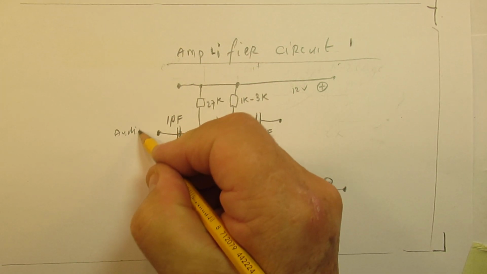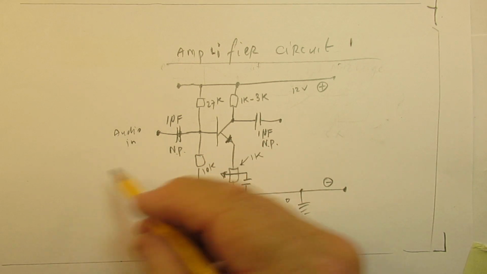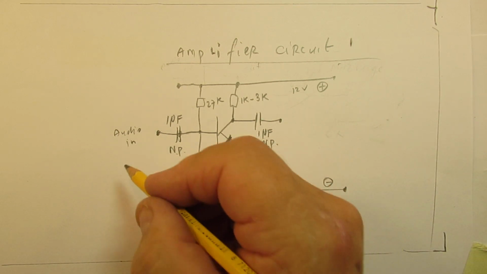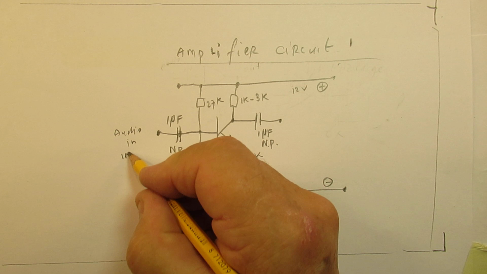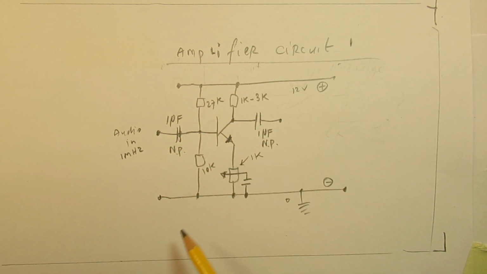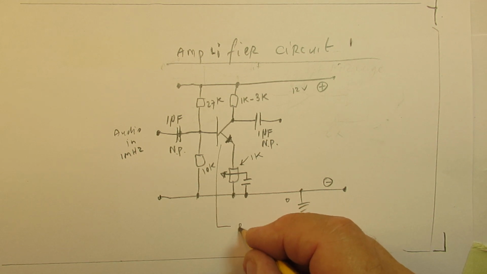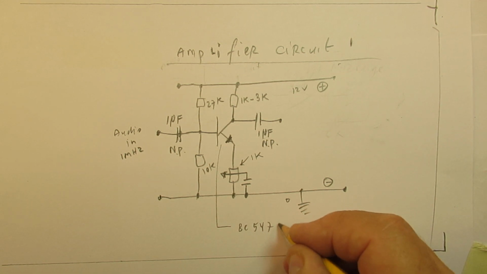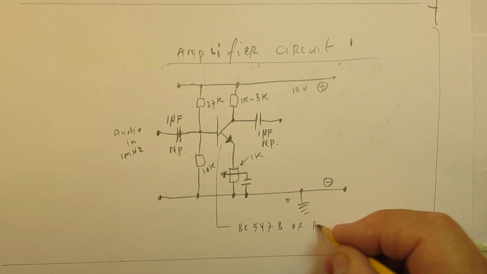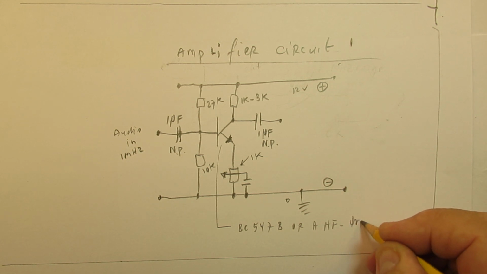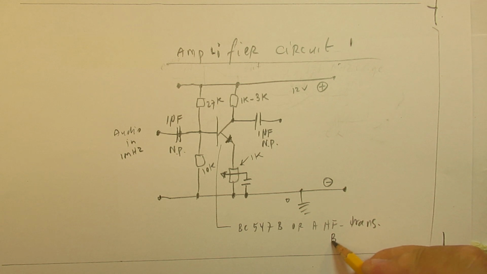Audio in could also be, it could go in this case to approximately 1 megahertz. The transistor BC547B or a high frequency transistor. The BF199 is a good transistor for that purpose. I don't tell the pin connections in this case because it's more or less theory here.